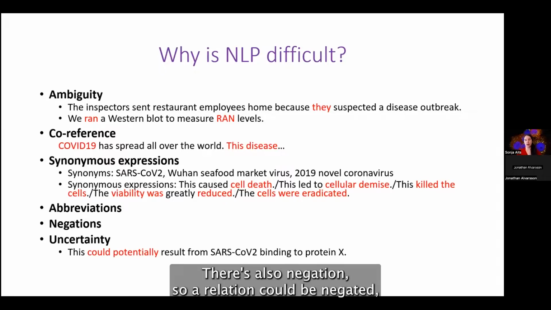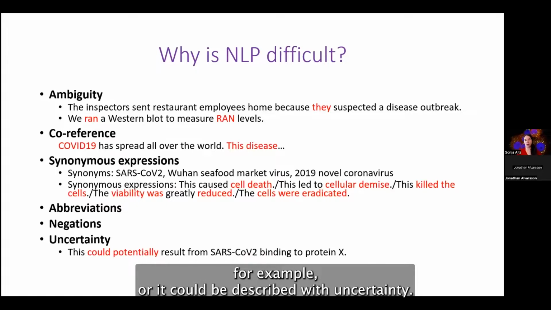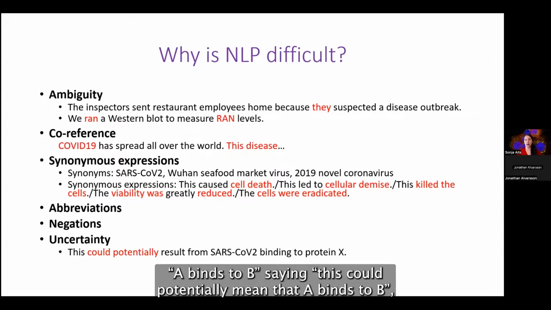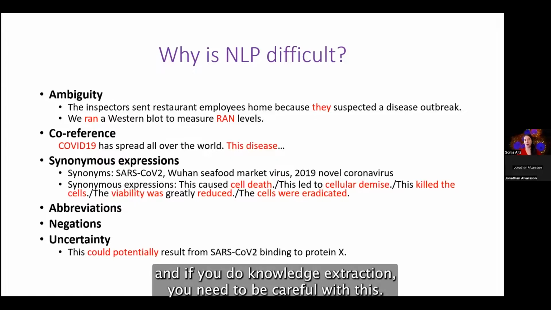There's also negations. So a relation could be negated, for example, or it could be described with uncertainty. And that is, of course, not the same thing as saying A binds to B; saying this could potentially mean that A binds to B. And if you do knowledge extraction, you need to be careful with this.